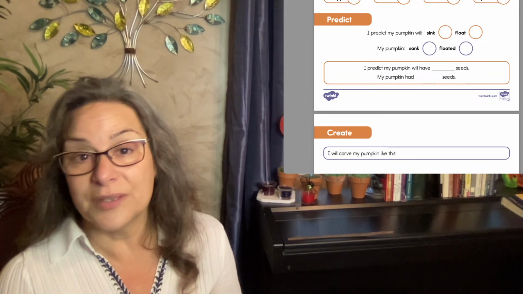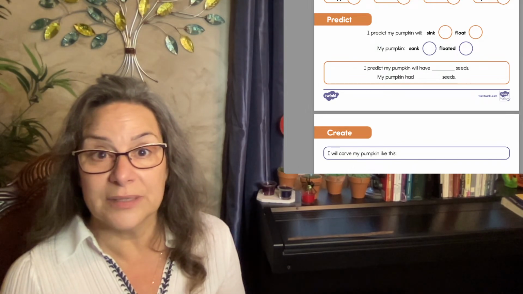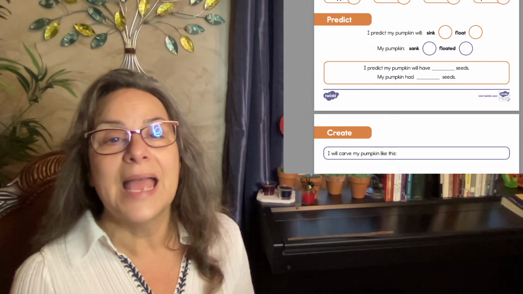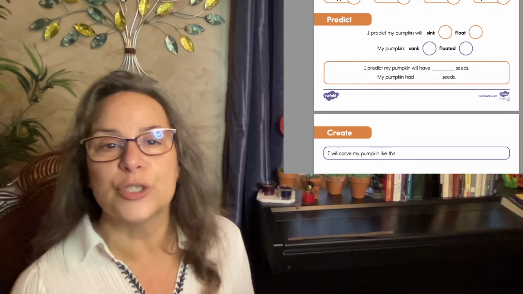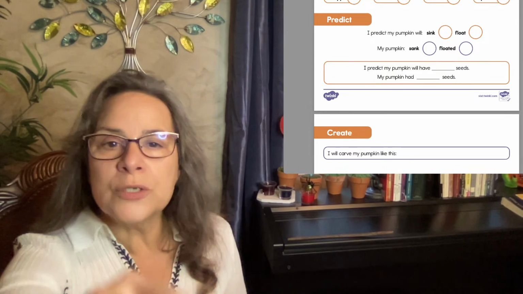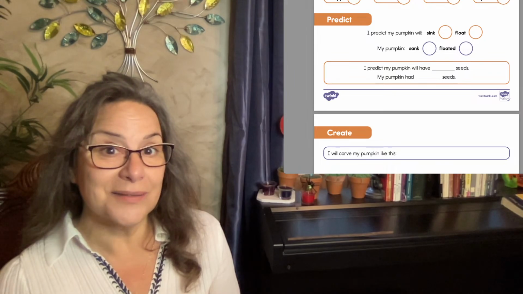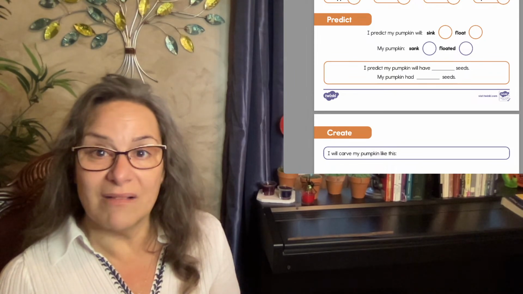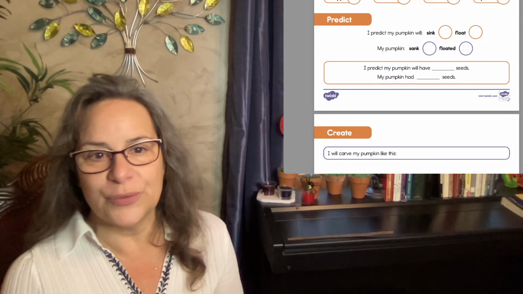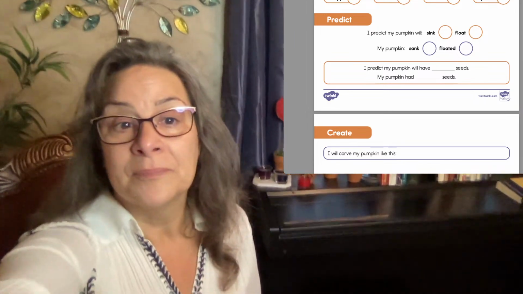Make a prediction. You think it's 1 million? You'll be there for a long time counting. Hope it's not. Cross your fingers. And then what about my pumpkin had how many seeds. So you predict how many seeds, and then you count them. What a wonderful activity that also helps you with your counting as well. It seems like a little exercise, but I am really impressed with this little Twinkle freebie.